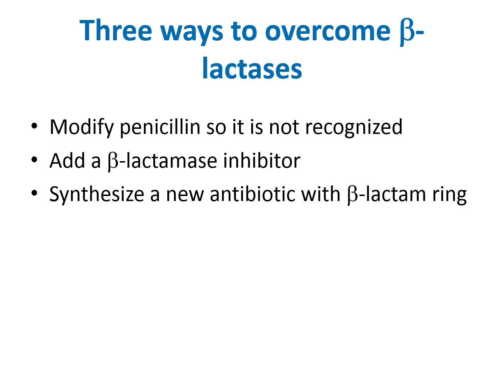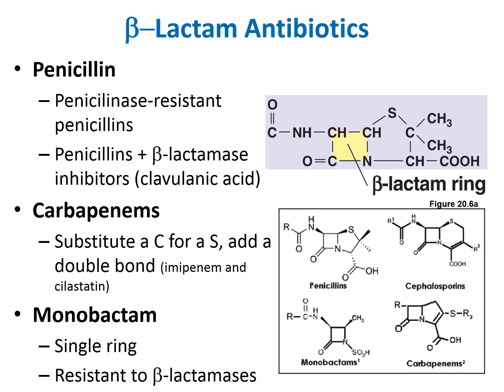Another thing we can do is add an extra chemical to our penicillin drugs to inhibit the enzymes so that the penicillin and other beta-lactam drugs will work. The third thing we can do is synthesize new antibiotics that still have that beta-lactam ring, but don't look like penicillin at all. So here we have a summary of how those things happen.